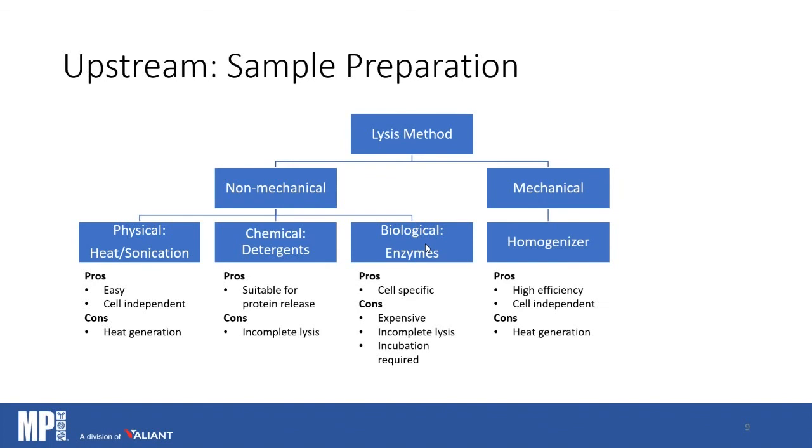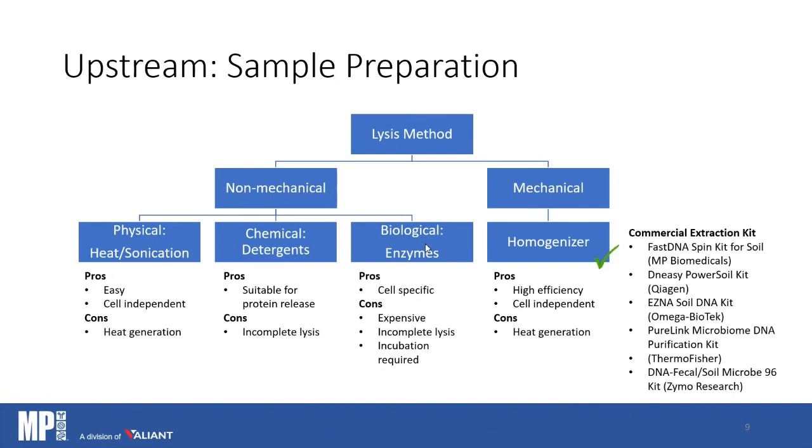There is no absolute method for sample lysis, but generally, homogenizer is the widely accepted method for microbiome study because it provides sufficient strength to lyse the difficult environmental sample, and the process is quick and easy. Many of the commercial extraction kits for environmental sample are using this method, including those from MPBio, Qiagen, Omega, Thermo, and Zymo Research.